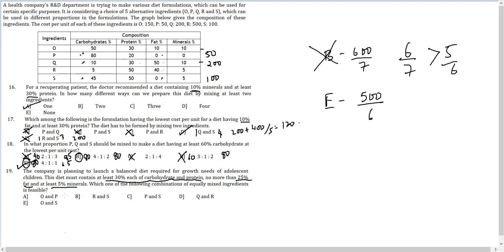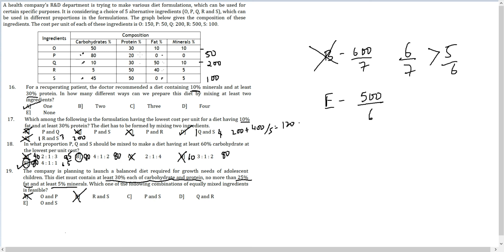Okay, if you're looking for equally mixed ingredients, okay, let's work. O and P. O and P will give me 5% minerals, fine. Will give me 5% fat, fine. Will give me 25% protein, but I needed at least 30% protein, so first option is eliminated. Let's look at R and S. 5% mineral, 20% fat, 50% protein, but 25% carbohydrate. R and S also cancelled.